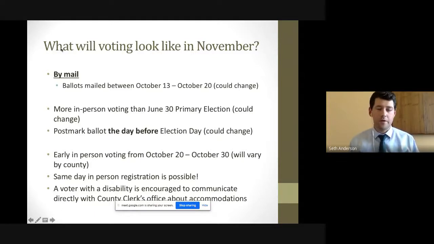Whenever we speak with a voter with disabilities, we really encourage them to communicate directly with their clerk's office. Clerk's office can arrange specific accommodations and give them far better directions than our office is necessarily able to give based off of a statewide perspective.